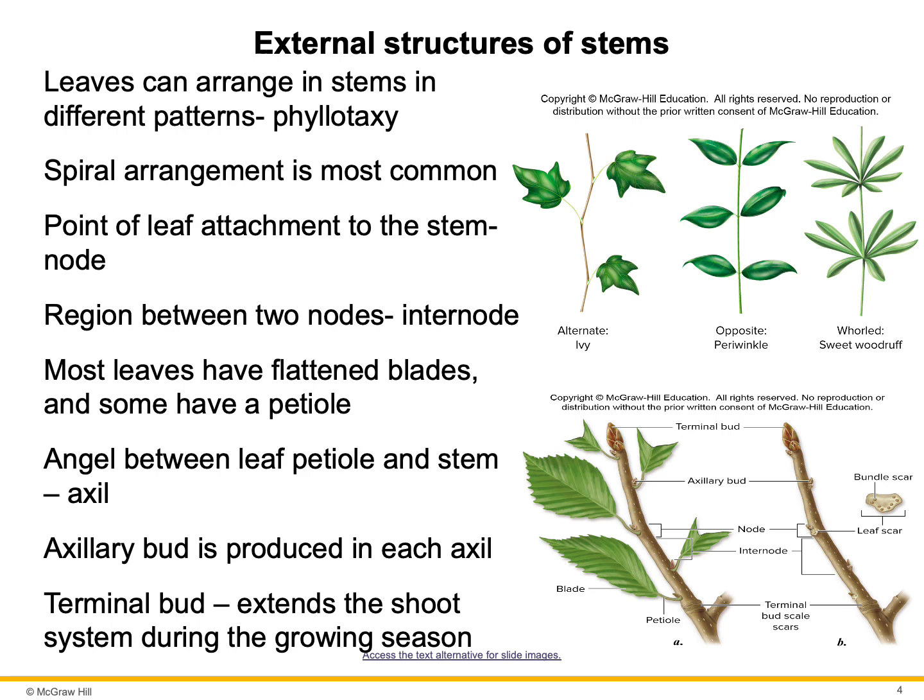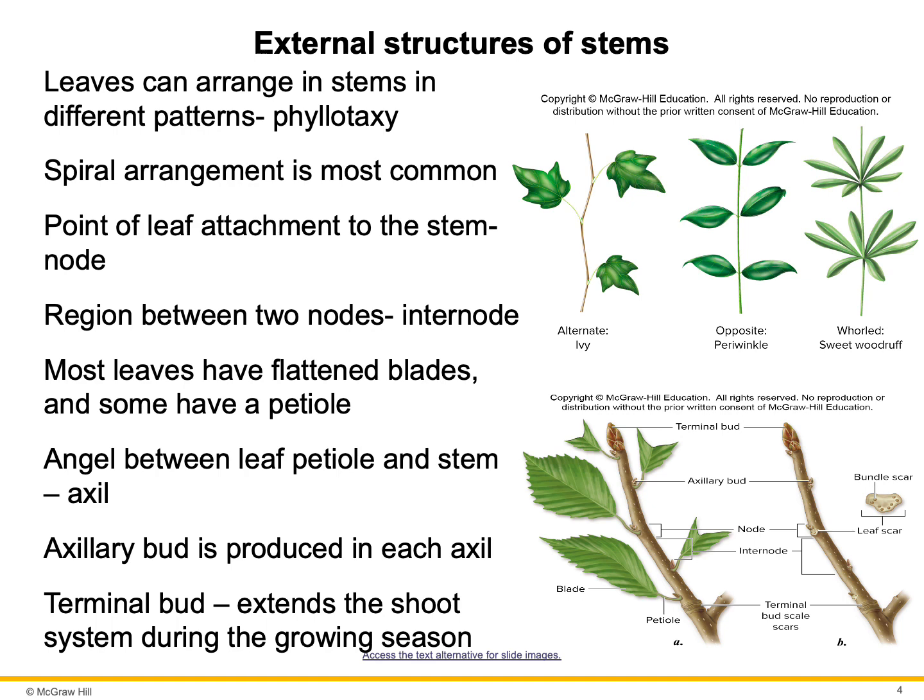Leaves attach to the stem at places called nodes, and the space between 2 nodes is called an internode. Most leaves have a flattened blade and a petiole. The petiole is the stem-looking part that attaches the leaf to the stem. The angle between the petiole and the stem is called the axil, and an axillary bud is produced in each axil. An axillary bud is responsible for developing branches with leaves or flowers.